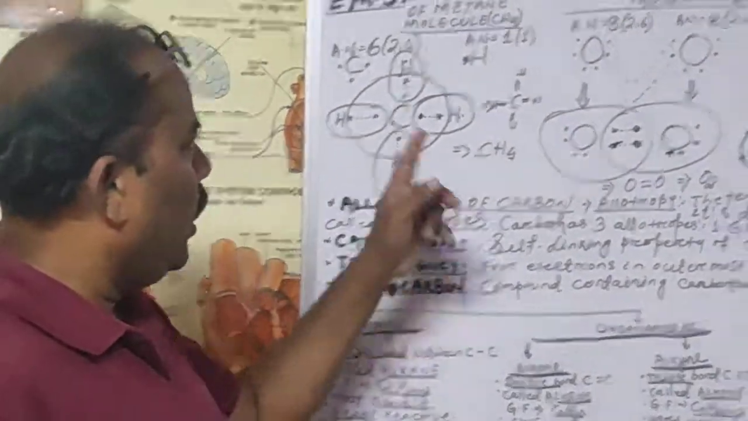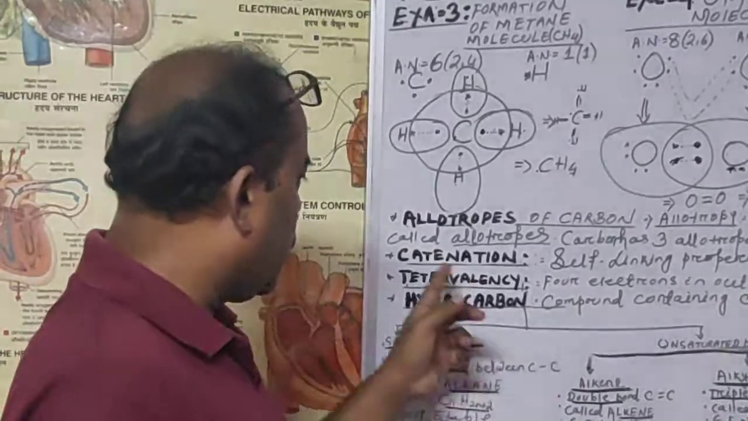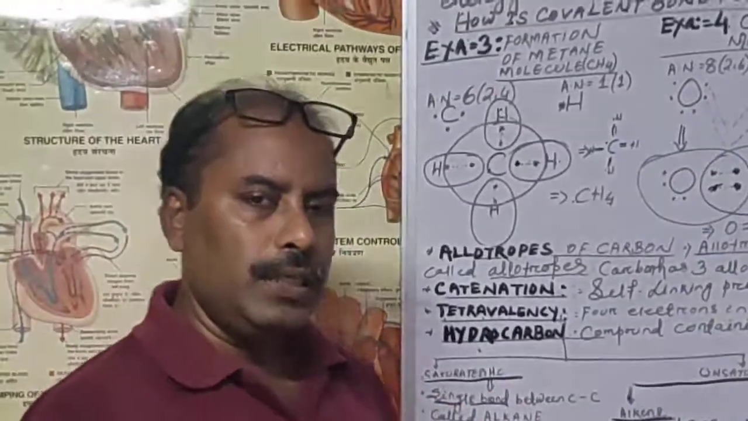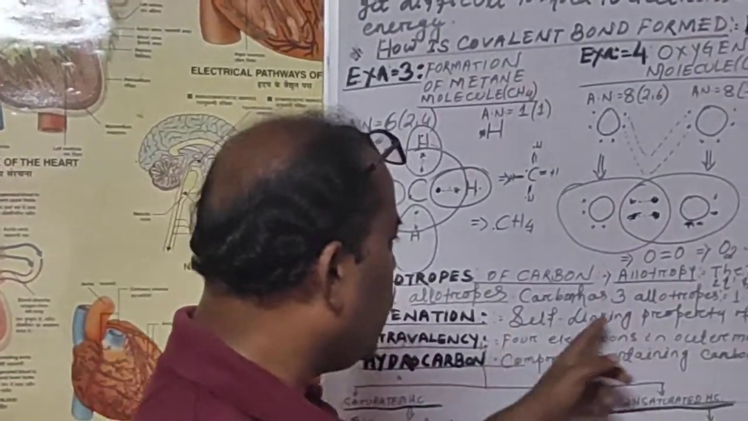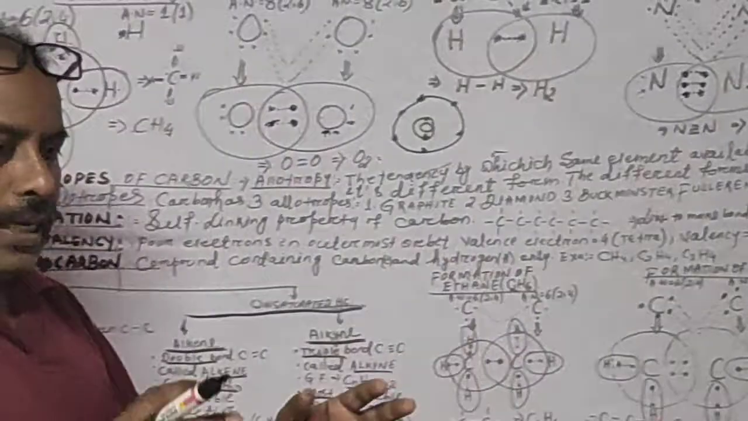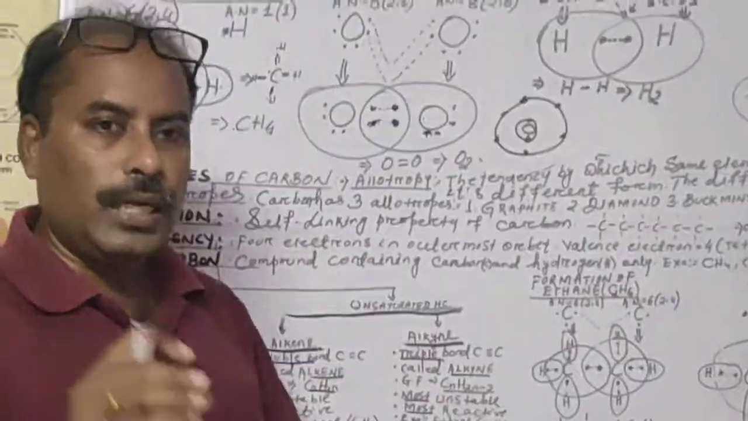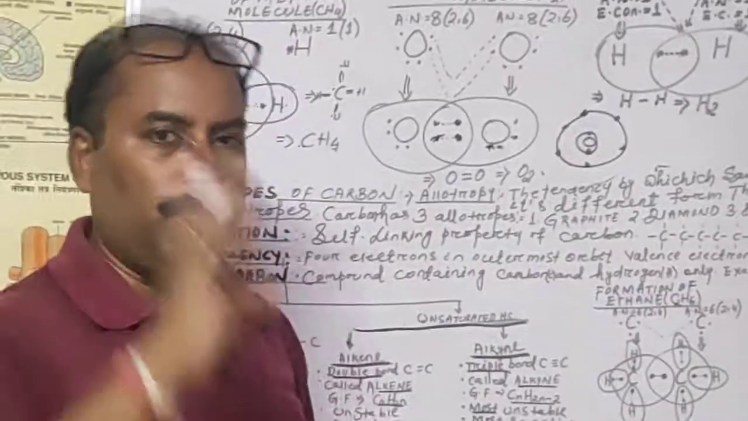Then catenation. I have told you carbon is a very unique element because it shows catenation and tetravalency. Catenation means what? The self-linking property of carbon. Self-linking property means when carbon is there, if any other elements come to make a bond, first the carbon will give the option to only carbon first.